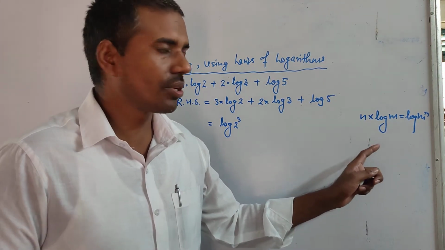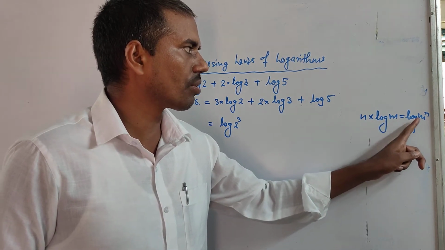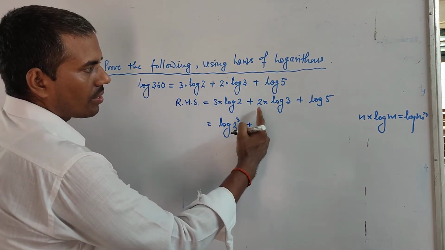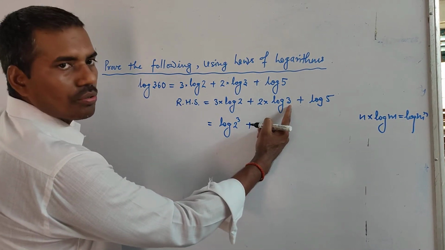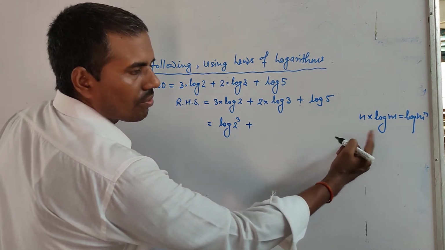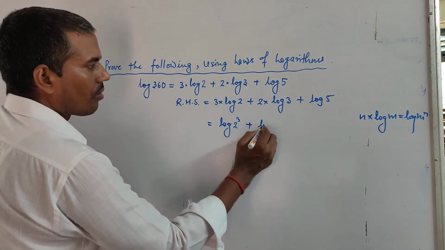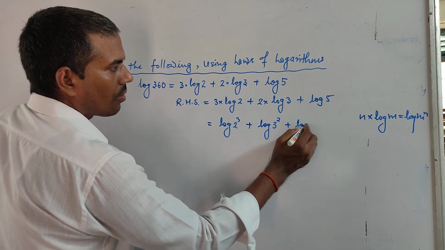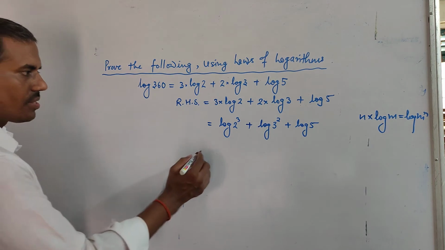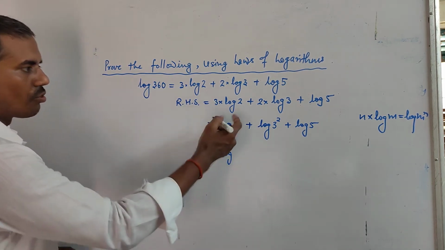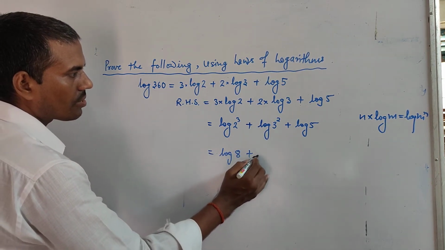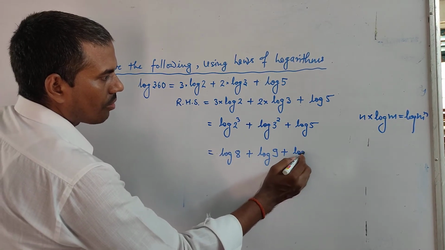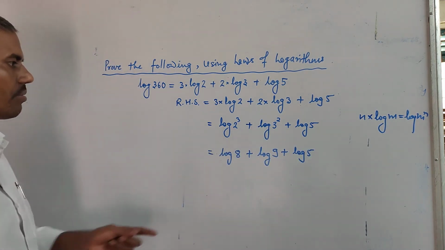Using the law of exponent, n into log of m is equal to log of m to the power n, we get log of 2 to the power 3, plus, here n is equal to 2 and m is equal to 3. We can use the law of exponent as log of 3 to the power 2 plus log of 5, and this is equal to log of 2 to the power 3, which is 8, plus log of 3 square, which is 9, plus log of 5.